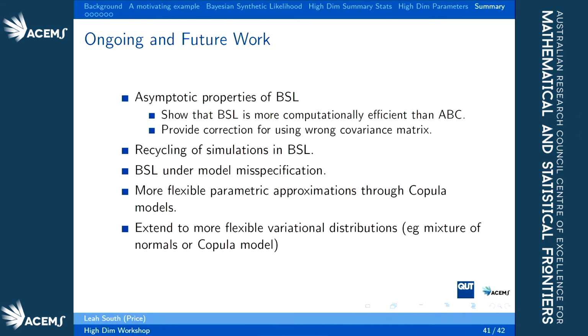In terms of ongoing and future work, there's some work on asymptotic properties of BSL, recycling simulations, and BSL under model misspecification. And in terms of relaxing that multivariate normal approximation for the summary statistics, as I mentioned earlier, Chris Drovandi and others have looked at more flexible approximations there based on copula models. And in terms of relaxing that parametric approximation of normality in the VB, you could look at more flexible variational distributions like mixtures of normals or copulas.